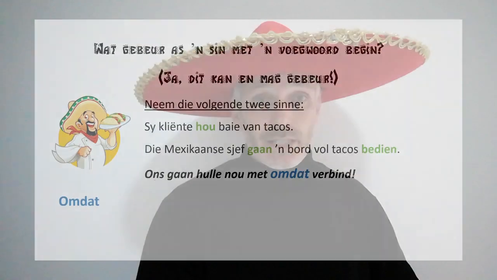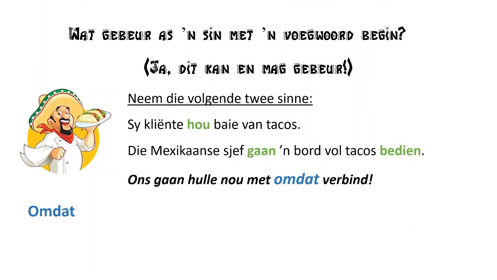So the key here is to find the verb in the first sentence, which we've located as hou, because it's been highlighted in bold. Right, we know the first verb in that sentence is hou, and that verb we're going to move to the end. Remember, because we're starting with a conjunction from group 3. Omdat sy kliënte baie van tacos hou. Notice the hou has moved to the end because it's the first verb in the first sentence.